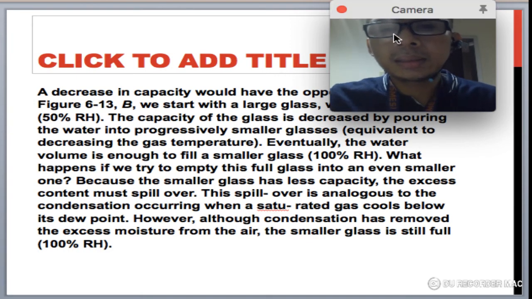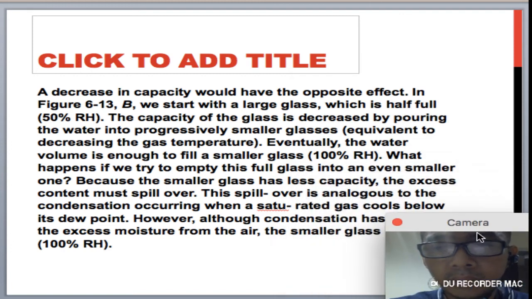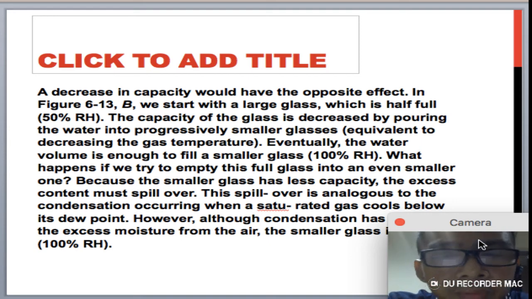So a decrease in capacity would have the opposite effect in figure 6.13. We start with a large glass which is full at 50% relative humidity. So the capacity of the glass decreases as we pour the water into progressively smaller glasses. That's the example in the illustration, equivalent to decreasing the gas temperature. Eventually, the water volume is enough to fill a smaller glass, which is 100% relative humidity.